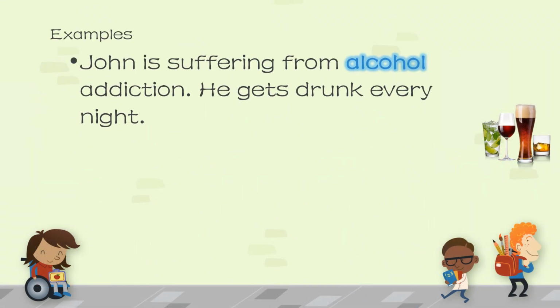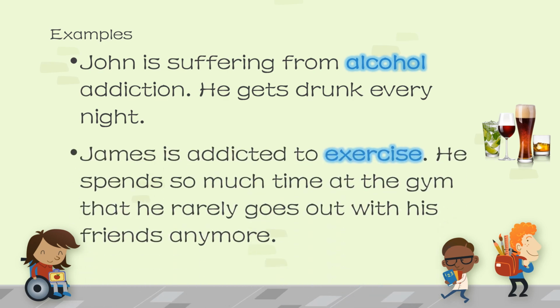First, John is suffering from alcohol addiction. He gets drunk every night. So in this sentence, we can see the hint, drunk. James is addicted to exercise. He spends so much time at the gym that he rarely goes out with his friends anymore. So we can see the keywords, gym.